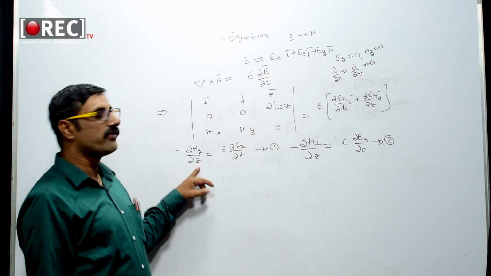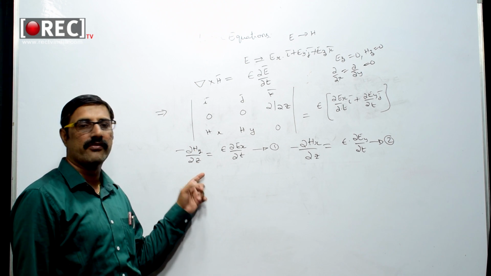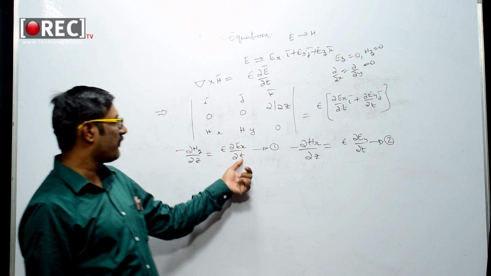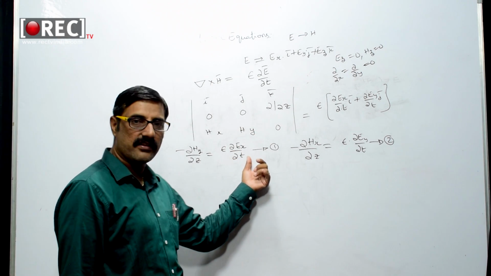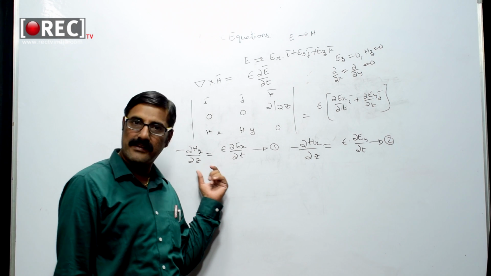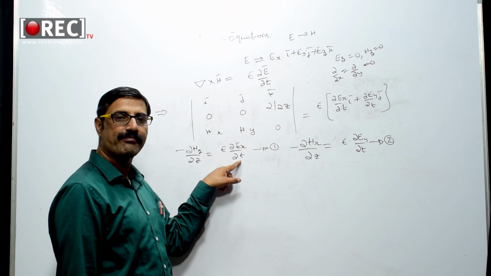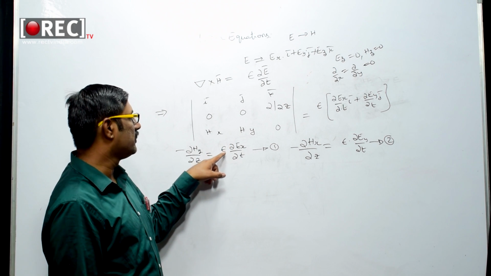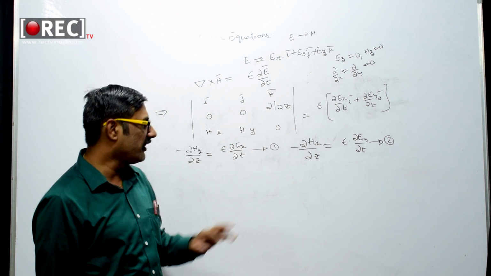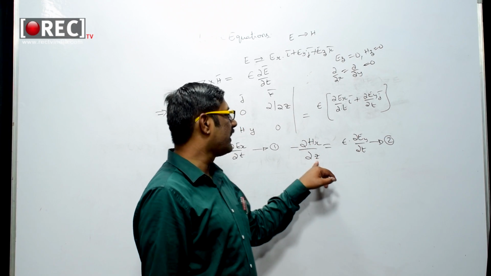Now, why am I coming to this conclusion? Had Hy not been a function of z, this would become 0. And had Ex not been a function of t, this RHS would become 0. So, for both the terms on LHS and RHS to exist, Hy should be a function of z and t, and similarly Ex also should be a function of z and t. Similarly here, Hx and Ey should be functions of z and t.